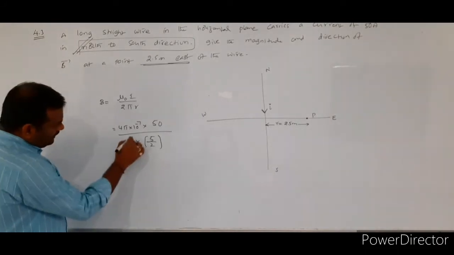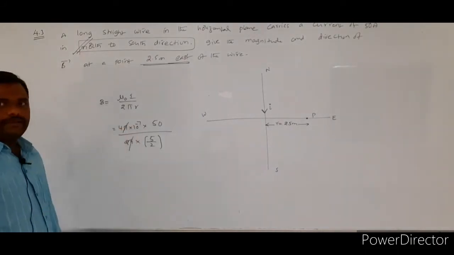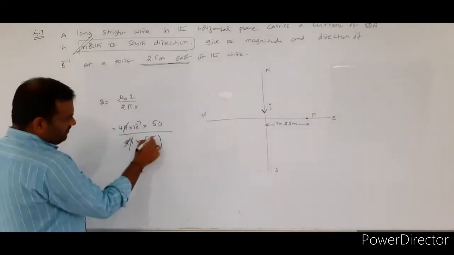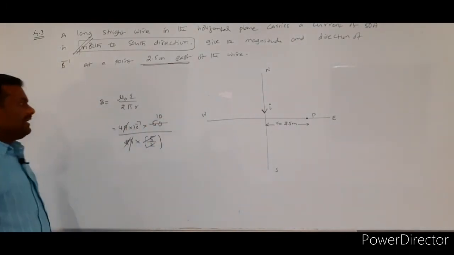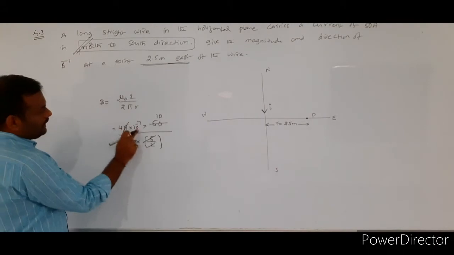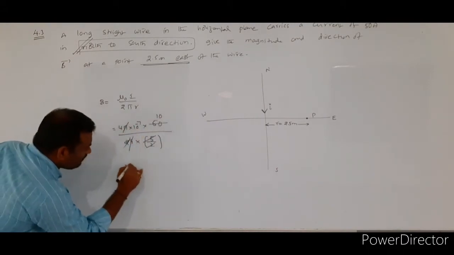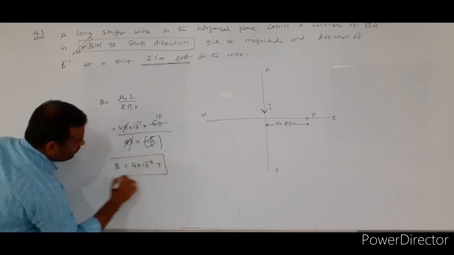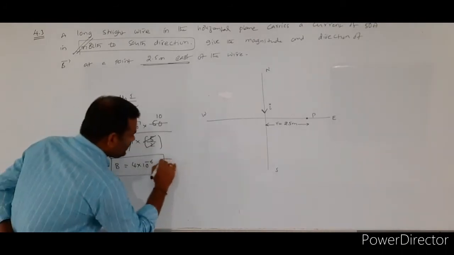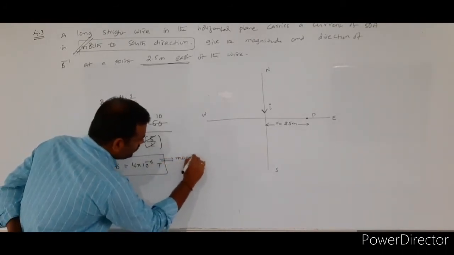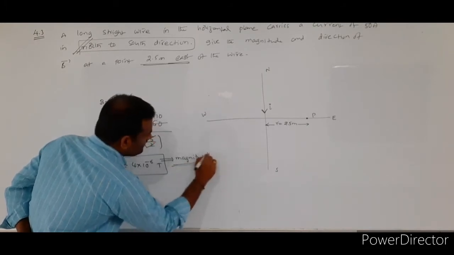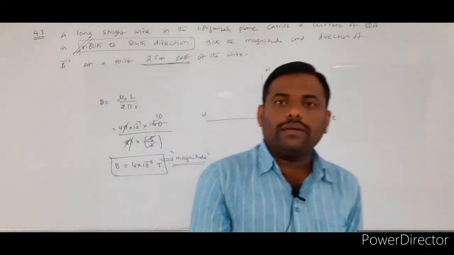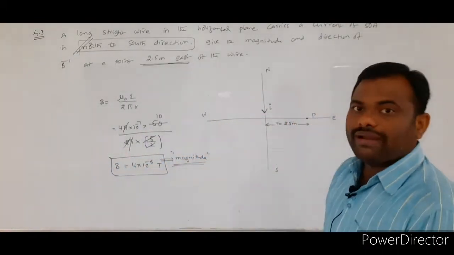Now, this pi will get cancelled. This 2 is also getting cancelled. 5 tens are 50. So what is left here? 4, 10 power minus 7 and 10. If you simplify this value, you will get 4 into 10 power minus 6 Tesla. So this is the magnitude. The magnitude of the magnetic field intensity is B equal to 4 into 10 power minus 6 Tesla.